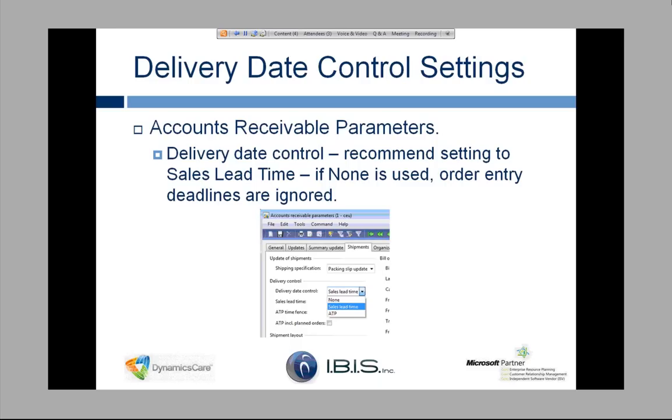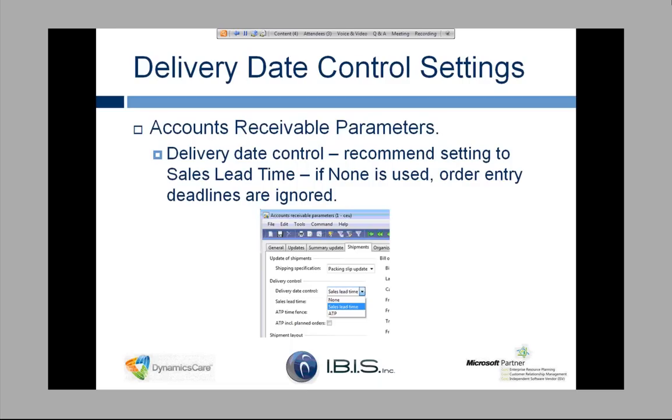Now, we recommend setting this delivery date control to sales lead time. The reason is if you use none, then order entry deadlines are ignored. In other words, if you don't have any delivery date control, then when you're entering the order, it doesn't pay attention to the order entry deadline. So it's going to just basically say today. If you set it to sales lead time, you can have the sales lead time field just below that set to 0 and not actually have a sales lead time as a default, but it would still look at the order entry deadline in that case. That's why we recommend that.